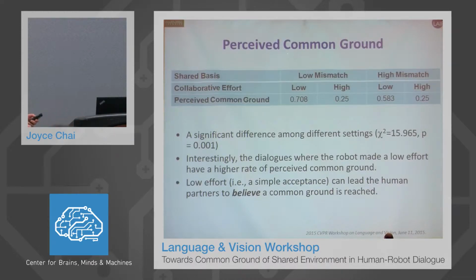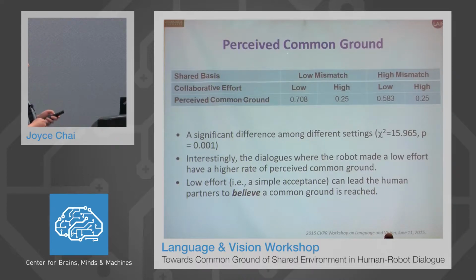From the results, the first glance seems to indicate that low effort actually works better than high effort in terms of perceived common ground. But what this really means is that low effort can lead the subject to believe that a common ground is reached, when in fact it is not. This is even more detrimental than not establishing it at all, because people believe a common ground is reached.